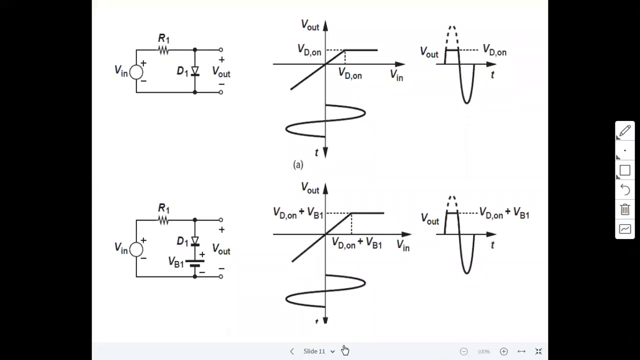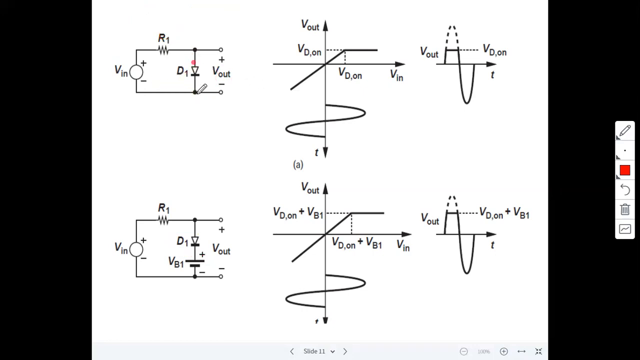Now observe here, these two are shunt clippers. Why are they called shunt or parallel clippers? Because here the diode is connected in parallel to the input signal, and here also the diode is connected in parallel to the input signal. This type of clipper is called a parallel clipper circuit. Now coming to the operation here.